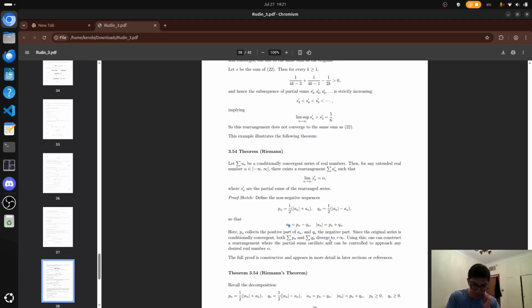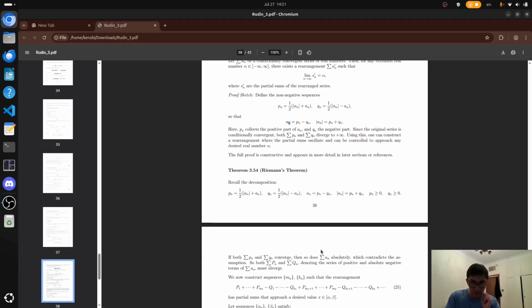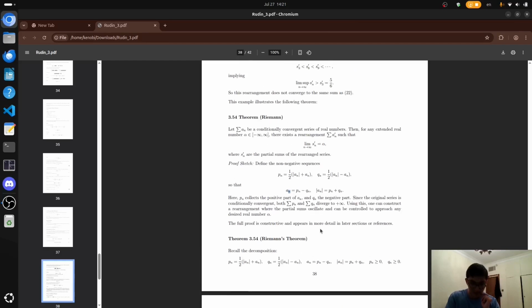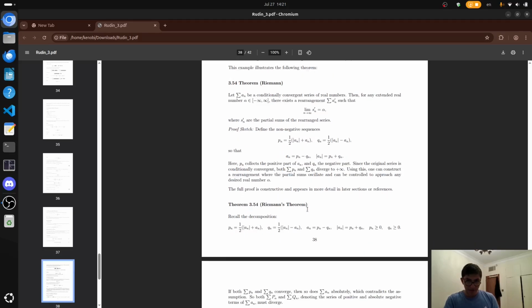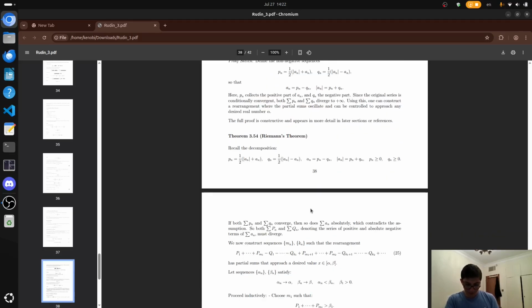And notice both of these sums of p_n and q_n cannot converge. If both were convergent, their sum would be convergent, which is not true because the sum of the absolute values is not convergent. So they diverge, basically.